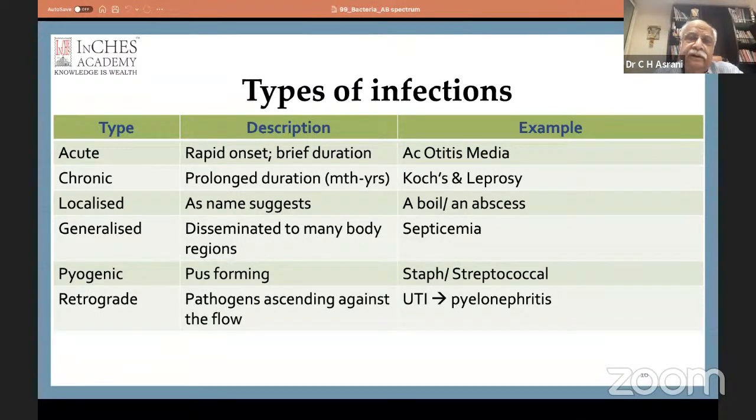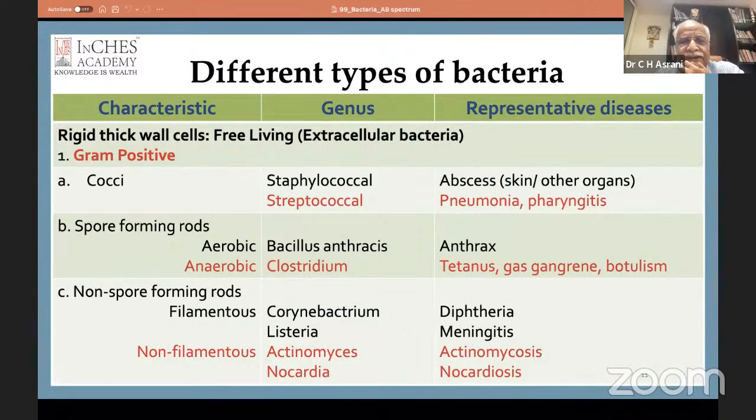A UTI, urinary tract infection, giving rise to pyelonephritis. Urine travels as per gravity, whereas in pyelonephritis the bacteria are traveling upwards from the bladder or the ureter to the kidney. So let's come to the bacteria. First, I'm starting with rigid, thick walls, free living. Free living means extracellular.